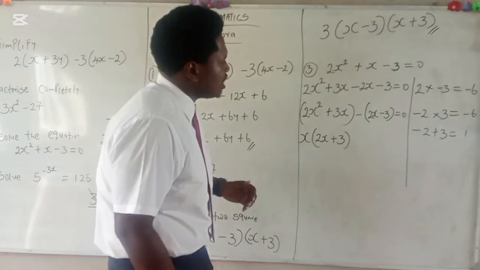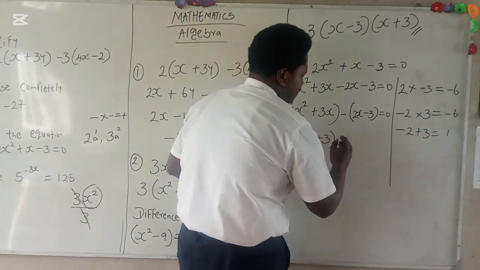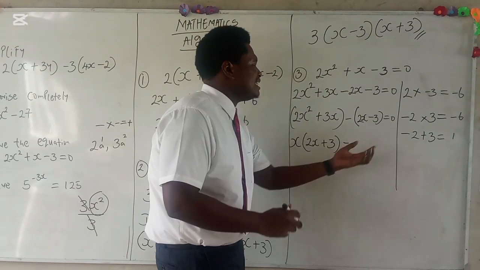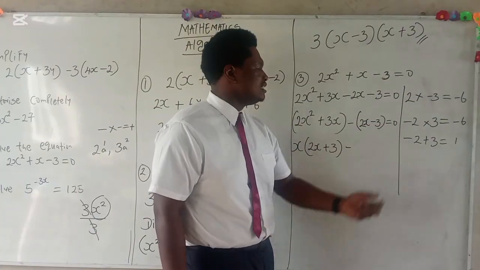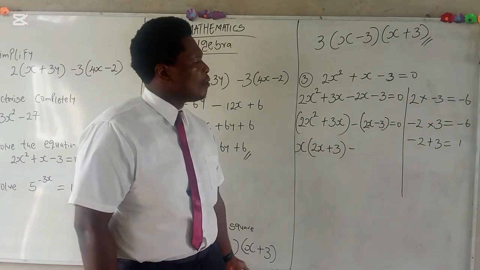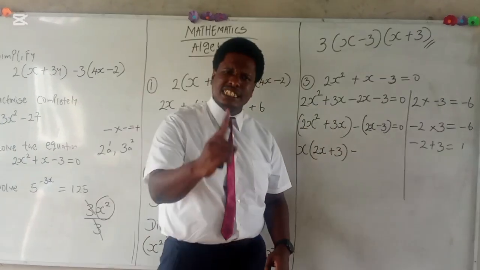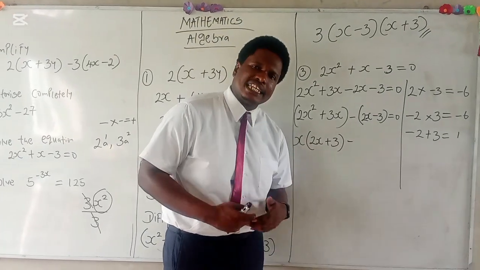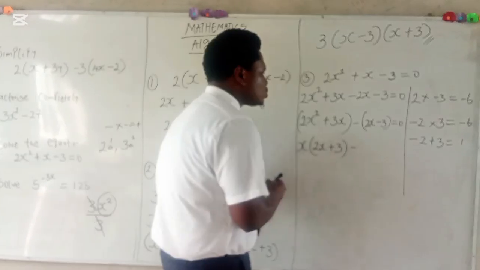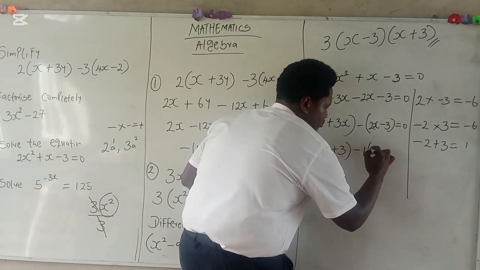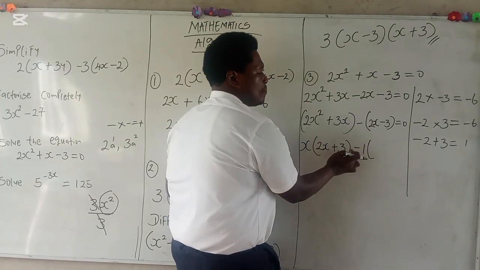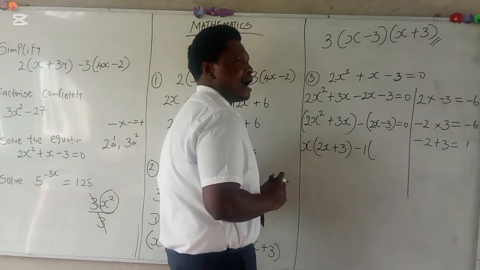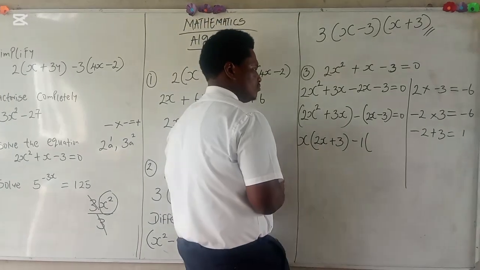Now let's look at this. Don't forget to have a negative sign. Now what is common in this bracket? 2x and 3. If you look at this, x is not common. So the only number that is common is 1, because 2x divided by 1 is 2x, and 3 divided by 1 is 3. So we say 1 is common. Now don't forget, this is not just 1 but negative 1 because of our minus sign.